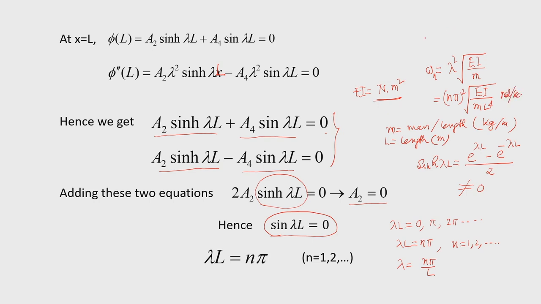And if you want to convert this into the cyclic frequency, the cycles per second, fn will be omega n divided by 2 pi. And time period is 1 by fn. So these are the fundamental relations for frequencies.